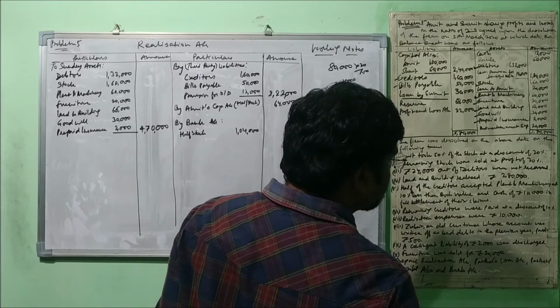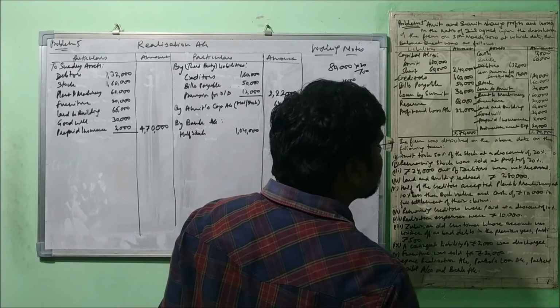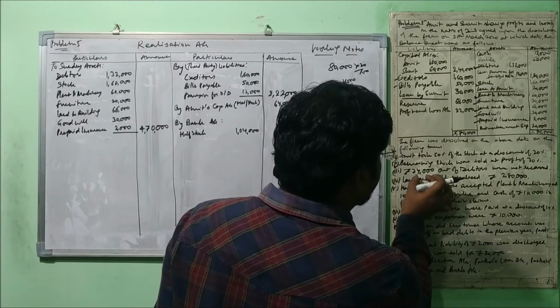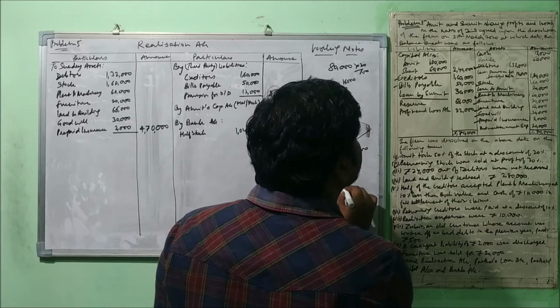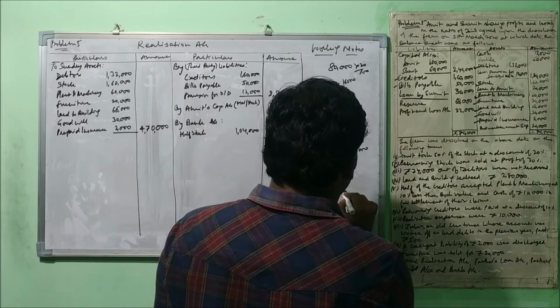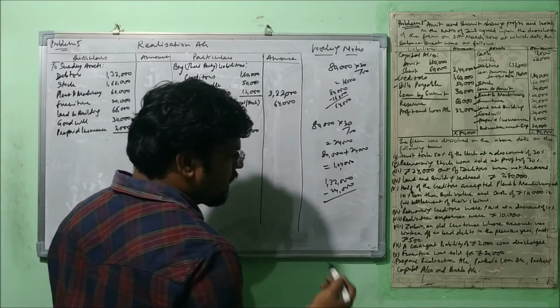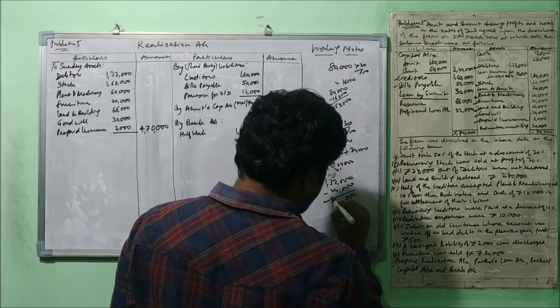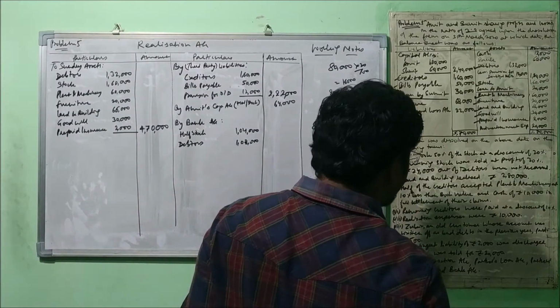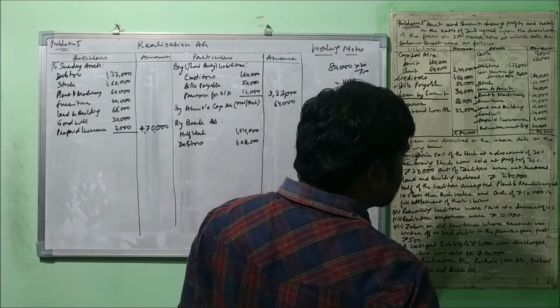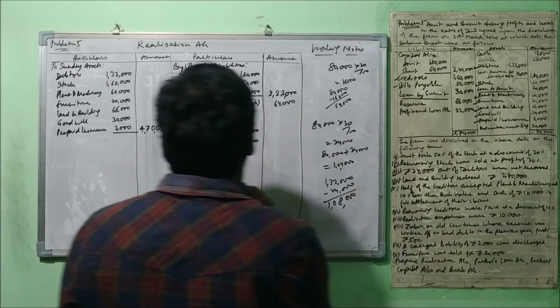24,000 out of debtors were not recovered. Means debtors were realized minus 24,000. So what was the value of debtors? 1,32,000. We deduct 24,000. Then we'll get how much was realized. Right? 1,08,000. Okay, now let's move further. Land and building realized rupees 2,80,000.